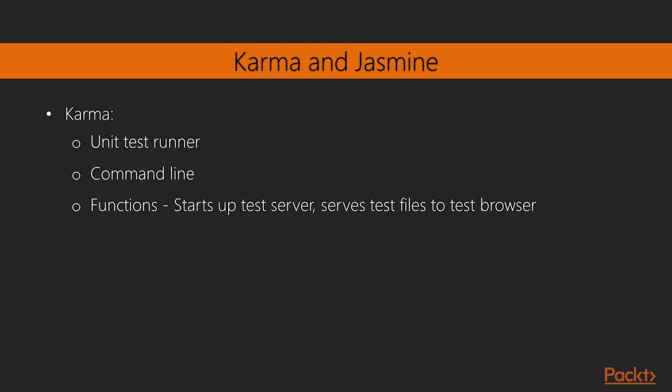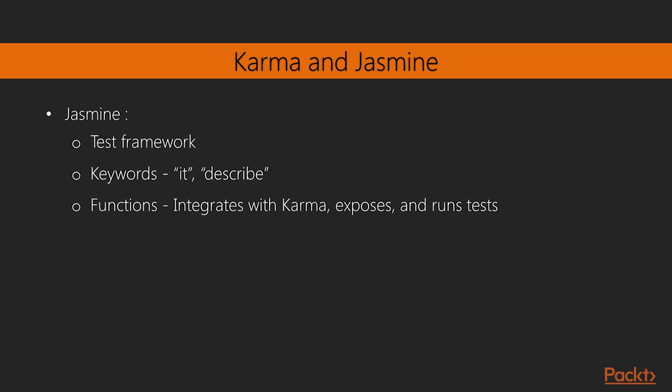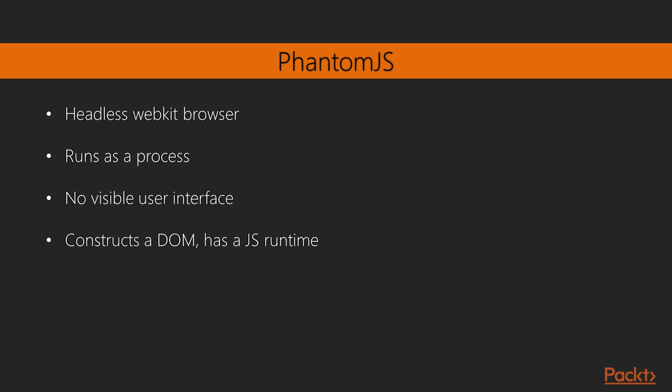Karma is a unit test runner. You run tests through Karma on the command line. It has the ability to start up a test server that understands how to find test files and serve them to the test browser. Jasmine is a test framework. When you use keywords such as it and describe, remember that they are part of Jasmine unit tests. It integrates with Karma and understands how to expose and run the tests you've written.